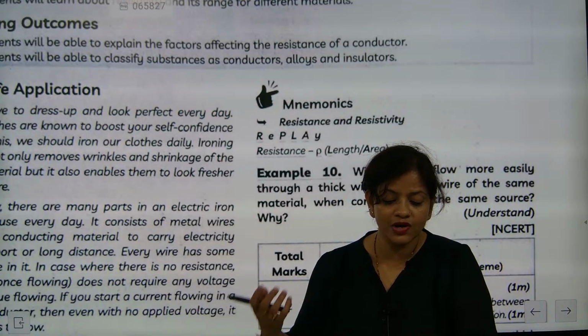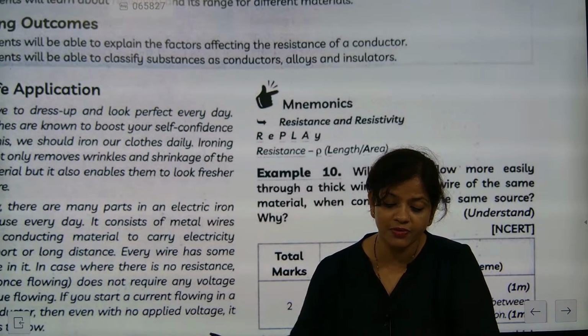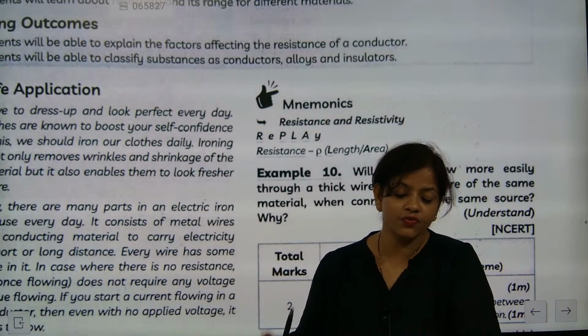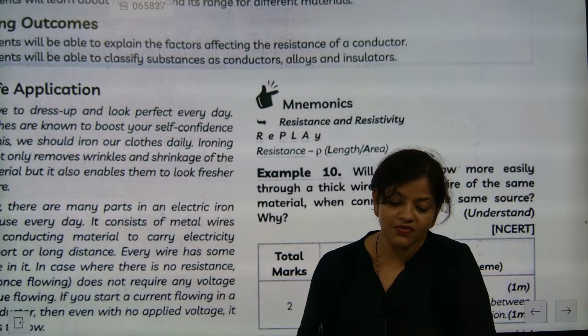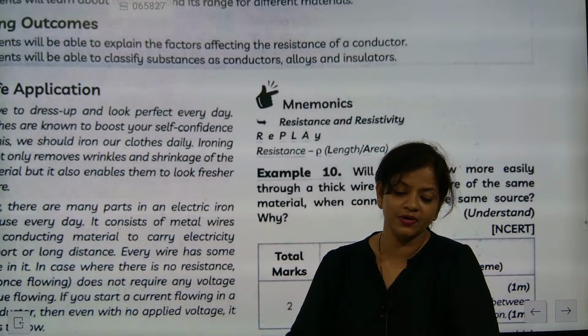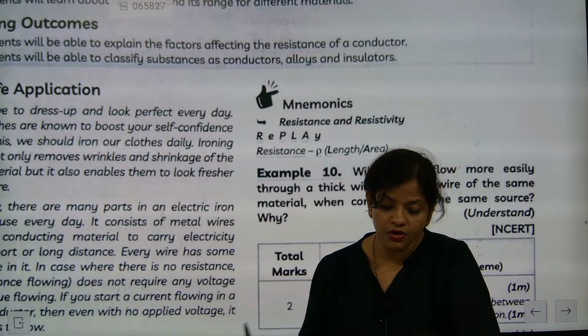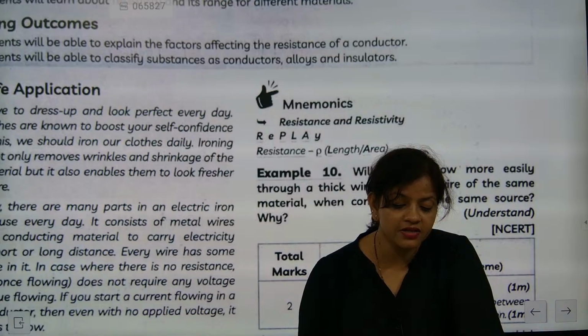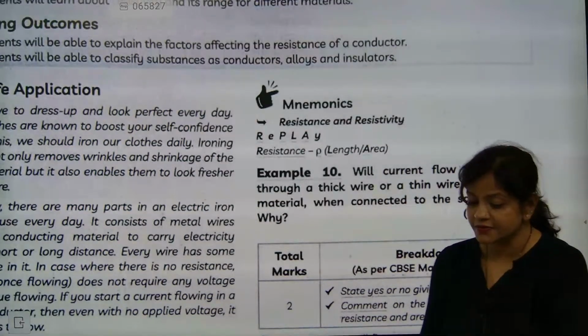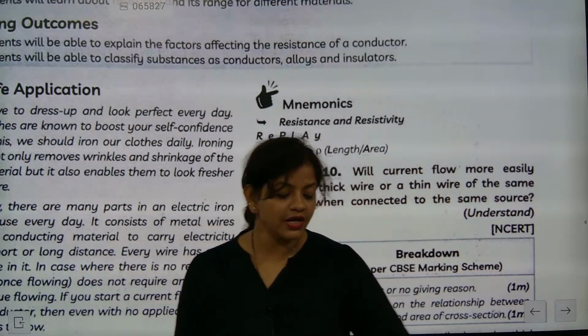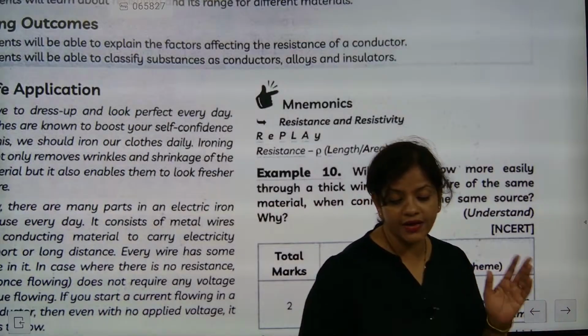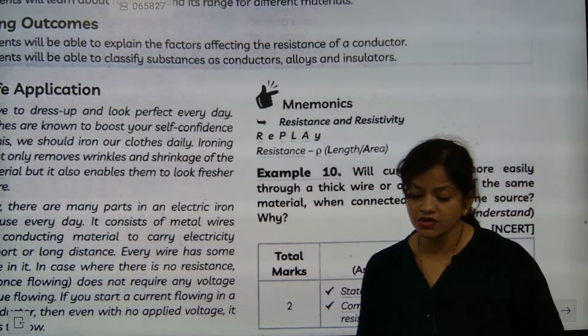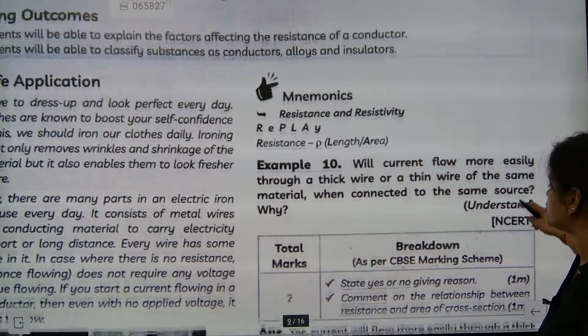Until you change the nature of the material, its resistivity won't change. Understood? Resistivity is fixed for every different type of metal, copper, silver, gold. Since the resistivity is fixed, cutting the length or changing the area of cross section will not change the resistivity. That's the most important part.